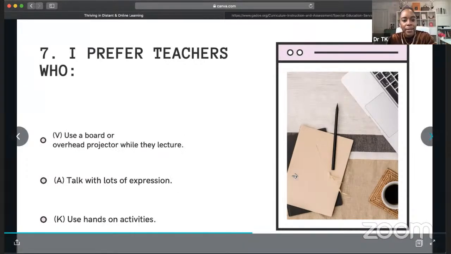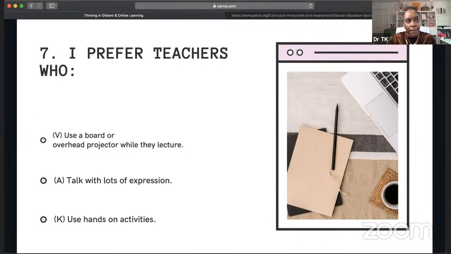Okay. Number 7, I prefer teachers or professors who, and for parents, just think about, if you haven't asked your kid, you may want to ask them, what would be your ideal world? Like, describe your ideal teacher. You can ask a kid that, like, what will make your teacher cool? And see what they say, and then look at this answer. So B is these individuals, they prefer teachers or professors who use a board or overhead projector while they lecture. Another way in online learning would be they like teachers who have PowerPoints, who do some type of visual aid so that they can follow along.